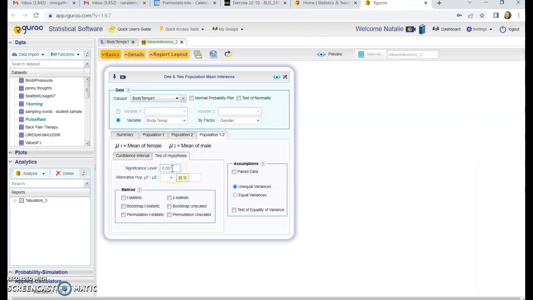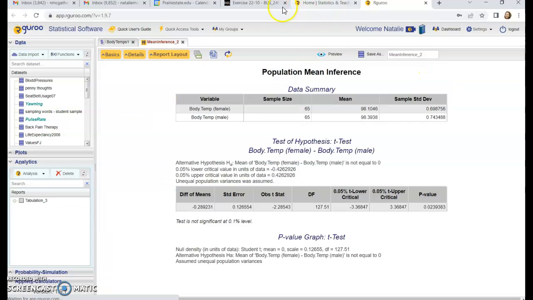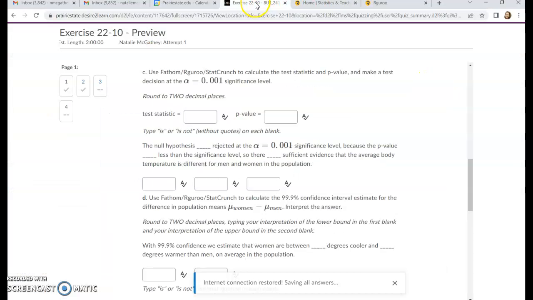And again, we don't necessarily have to put that in. Our alternative hypothesis is that mu1 minus mu2 is not equal to 0. Like always, we're going to use the t-statistic method. Let's go ahead and look at our results. All right, so I'm going to need the test statistic and the p-value first, okay?